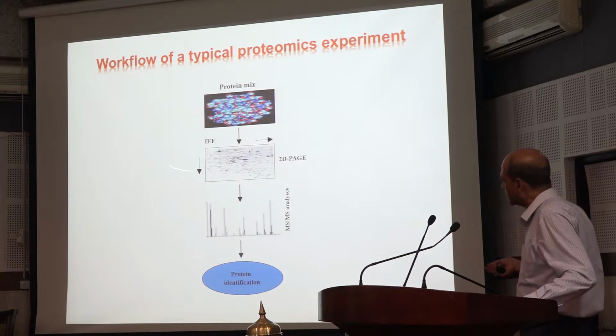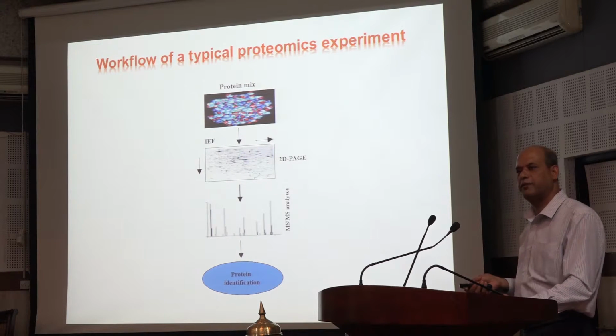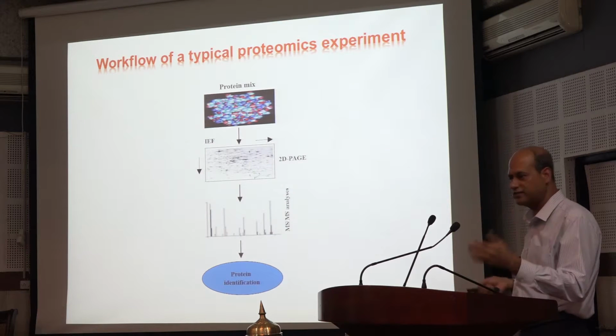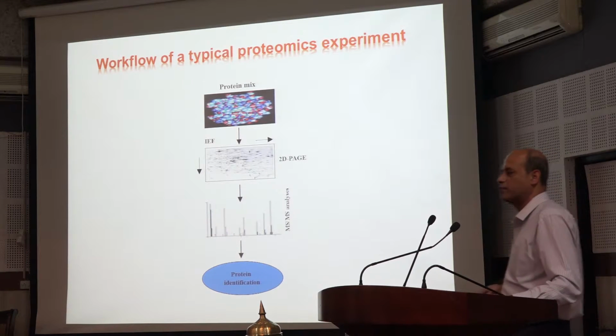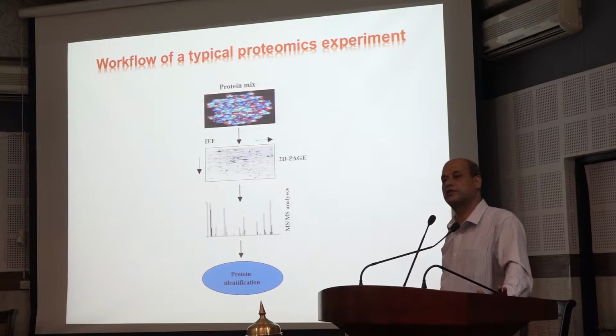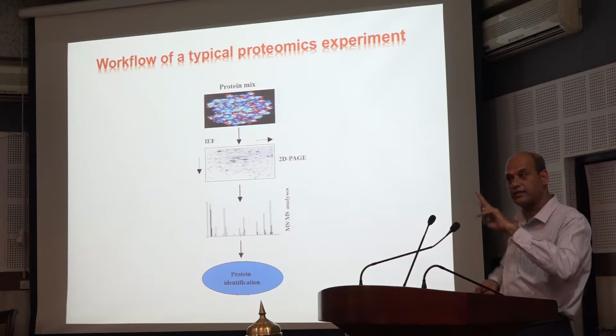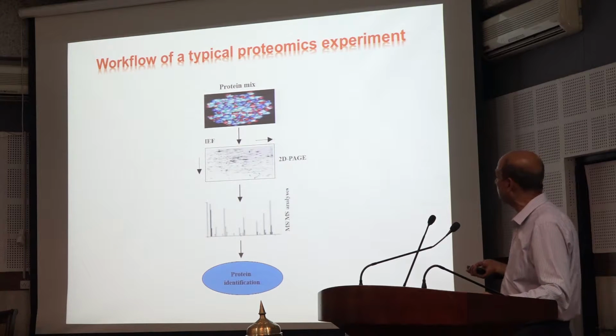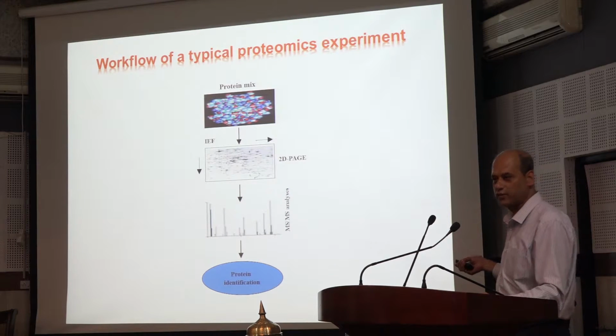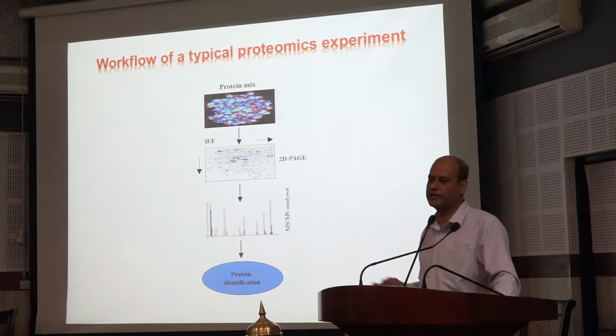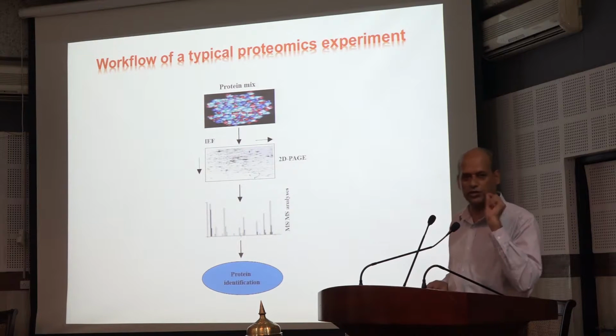So in the first dimension, the proteins are separated on the basis of their charge, and in the second dimension, the proteins are separated on the basis of their molecular weight. First one dimension and then another dimension, that is why it is called two-dimensional electrophoresis. That is how you separate each of these proteins individually.